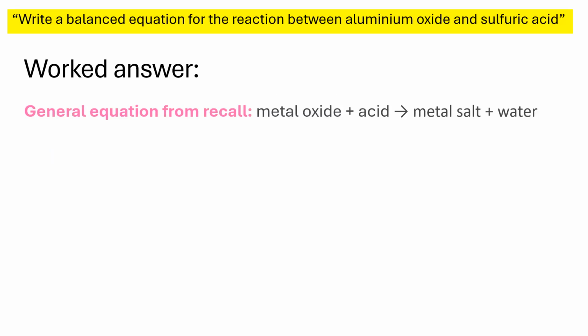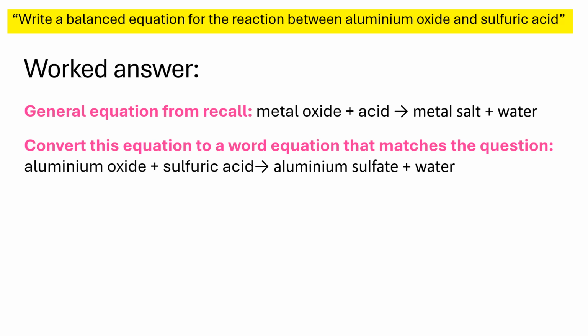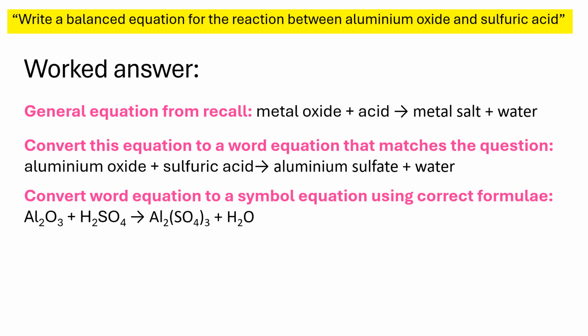You start off by recalling how a metal oxide and an acid will react to make a metal salt and water, and then you apply that to the question. So you take your metal oxide to mean aluminium oxide and your acid to mean sulfuric acid. That will make aluminium sulfate plus water. You then have to convert your word equation to a symbol equation. So I'm going to show you how the formulae were put together.